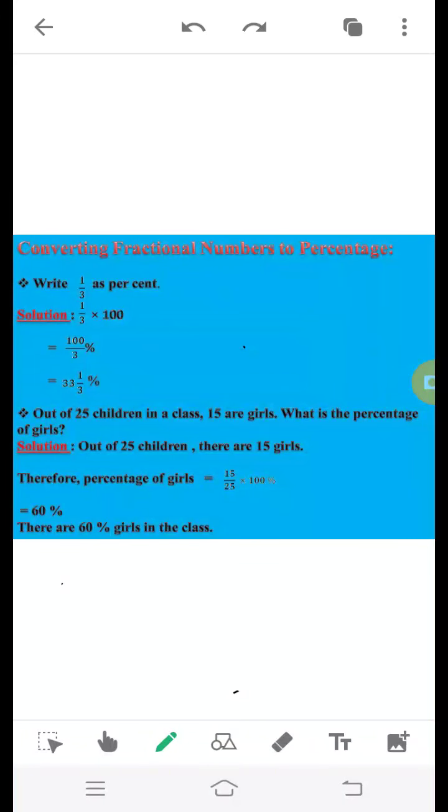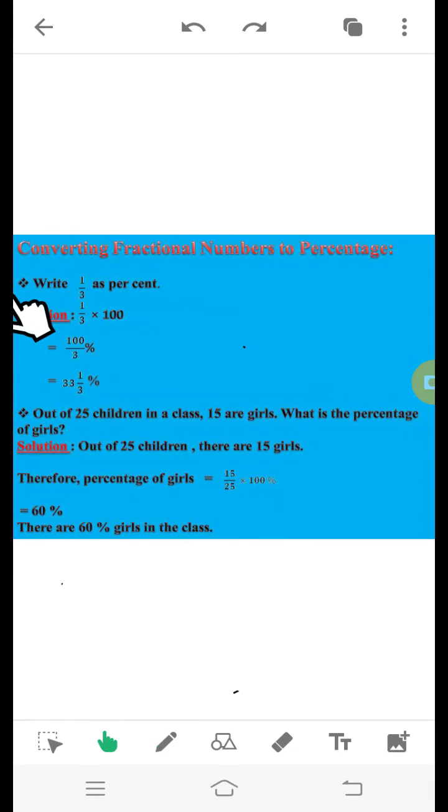Today's topic is converting a fractional number to a percentage. What is a fraction number that you have learned in the second chapter? The number that we can write in the p upon q form, that is the fraction number. Now how to convert this fraction number into the percentage? Let us understand with some example.